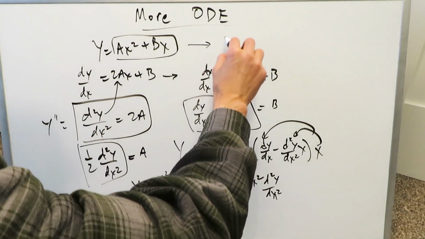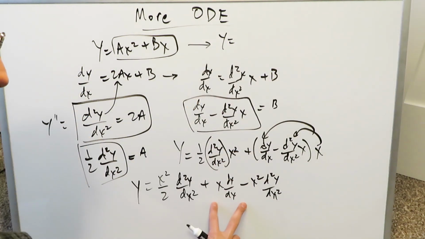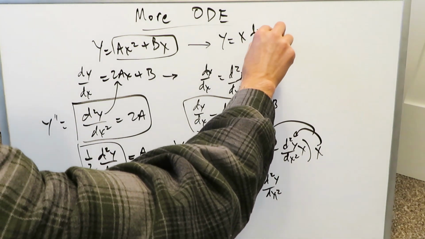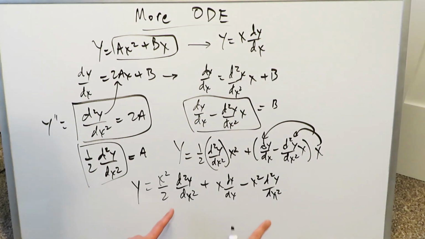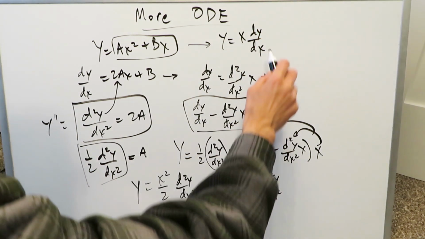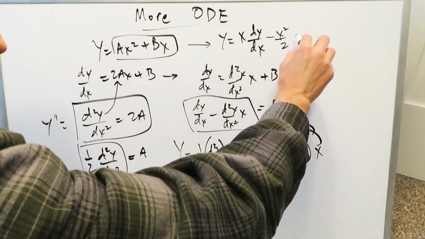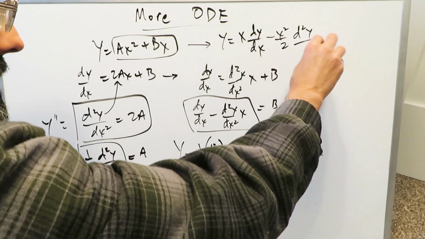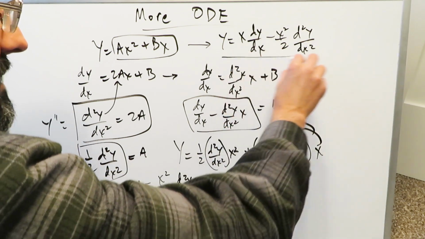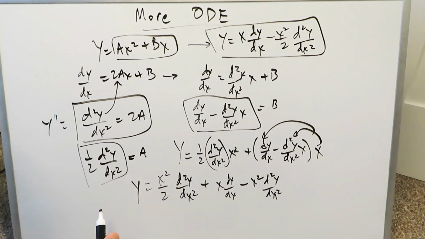Let's come right over and finish it up. y is equal to, I'm going to write the positive term first, x dy over dx. Then the combination of these two, which is a minus x squared over 2 d squared y over dx squared. That right there is your differential equation. You could take the y on the other side and make it equal to 0, or you can leave it as is and it's just fine.